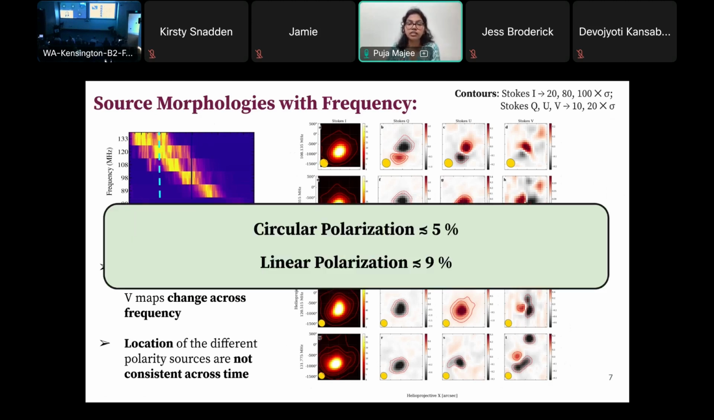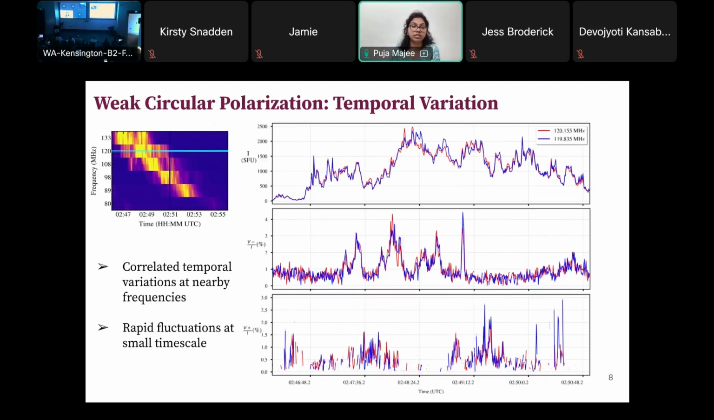From that we characterized these sources, and we found that for this type 2 burst there is a weak circular polarization of up to 5%, and for the first time we detected linear polarization from a type 2 burst, which can go up to 9%. Now we wanted to study the spectral and temporal variability of the polarization fractions, both circular and linear. This plot shows the temporal variation of the polarization fraction.